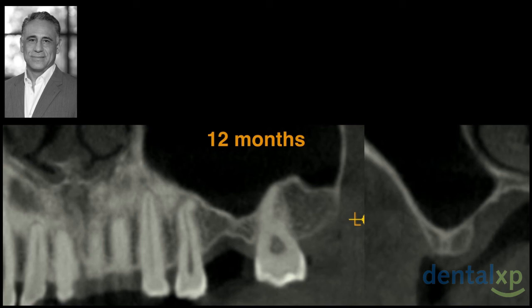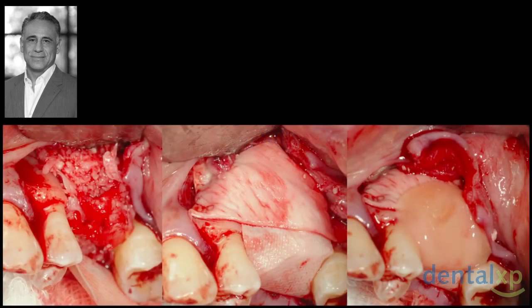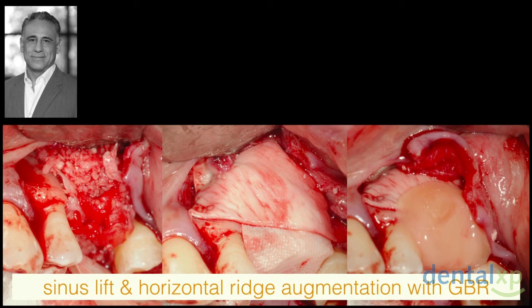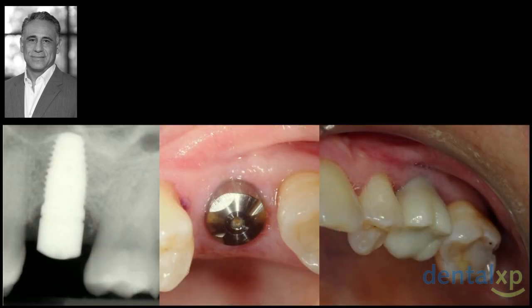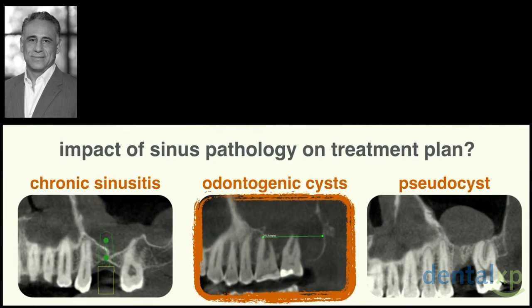It's very tempting to want to do the procedure when the patient comes. It's very tough to hold back and wait for a year, but that's what we must do. So 12 months later, the non-surgical medical therapy worked well. Conventional sinus lift, horizontal ridge augmentation. Now we can have a really good, predictable outcome with our augmentation and be able to finish the case predictably.